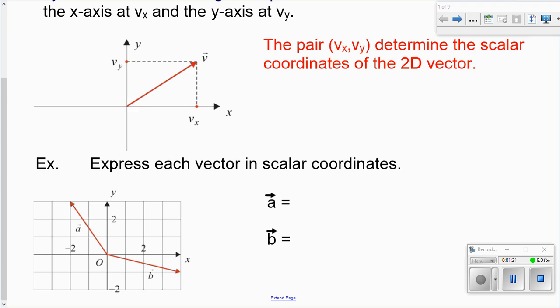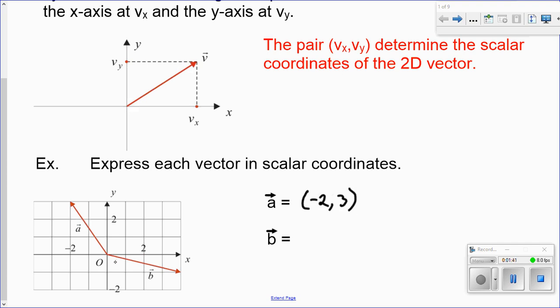Okay, so express each of these following vectors with scalar components or coordinates here. So the first one, vector A, here's our tail, it starts at 0, goes 2 units back along the x direction, and then it goes 3 units up along the y direction. That's how we say that.